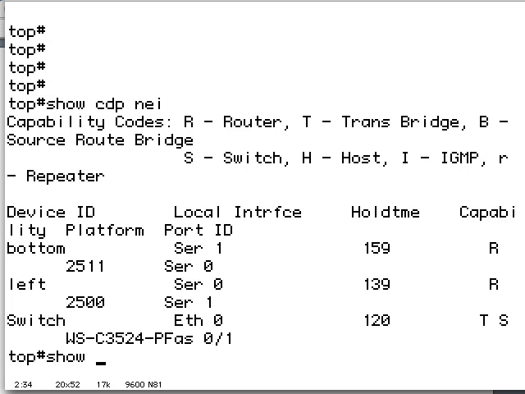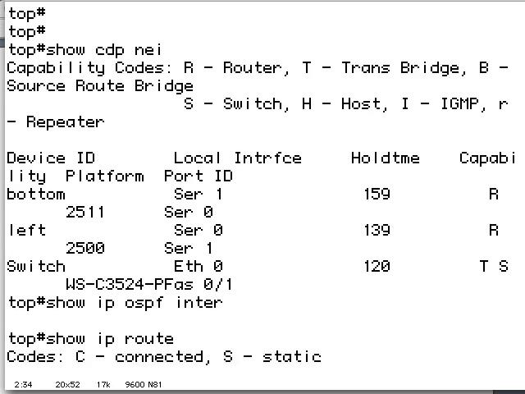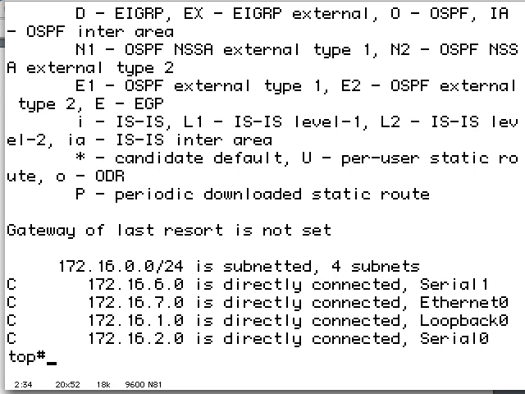If I do a show ip ospf interface, I see that no interfaces are enabled for OSPF because I have not configured the routing protocol yet. If I do a show ip route, I have 4 routes, which are my 4 directly connected subnets. Again, the C over here means directly connected. Let's turn on a routing protocol.